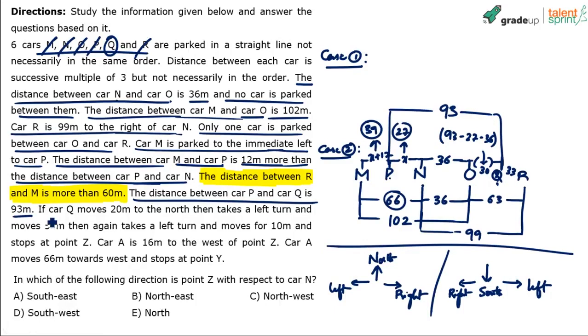Now there is one more data point given to us: if car Q moves 20 meters to the north. You don't have to actually do this in the exam, but for the sake of clarity, let me rewrite the sequence once, right?